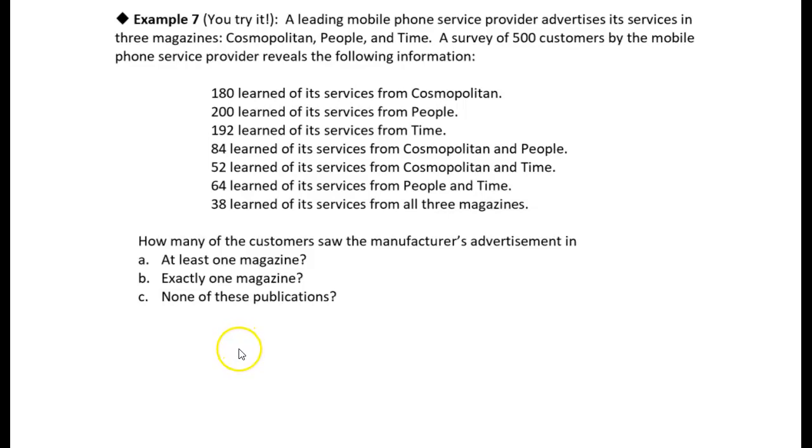All right, so in this example, a leading mobile phone service provider advertises its services in 3 magazines: Cosmopolitan, People, and Time. A survey of 500 customers by the mobile phone service provider reveals the following information. Okay, so we have all this information laid out for us. So I'm not going to read through it. You can read through it if you want to. But basically, we're going to take all this information and try to put it in a Venn diagram.